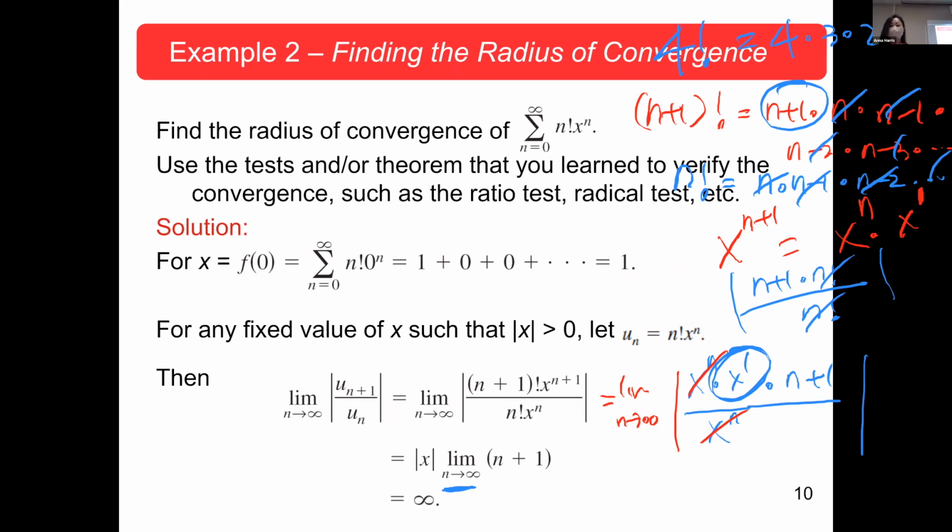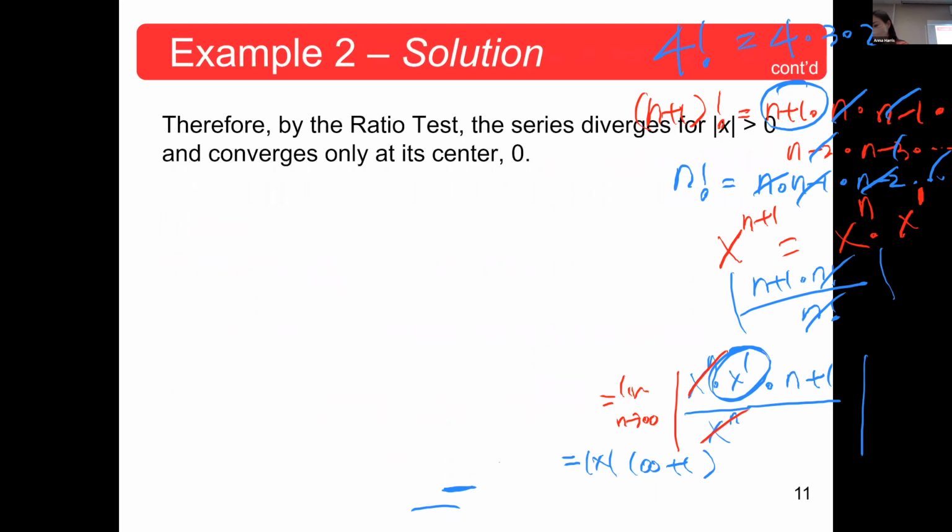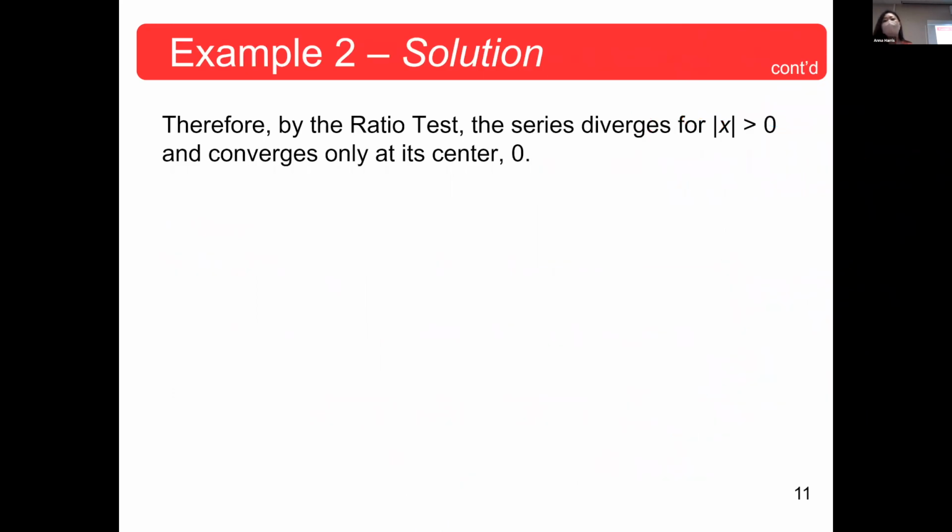Now look at this. Then what happens when you plug it in, n is infinity? Infinity plus 1, which is what? Infinity, isn't it? So your answer is x times infinity, the entire thing becomes what? Infinity. So what can you say? Therefore, by the ratio test, the series converges for absolute value of x greater than 0? What happened? Diverges. Only place it converges is at the center.